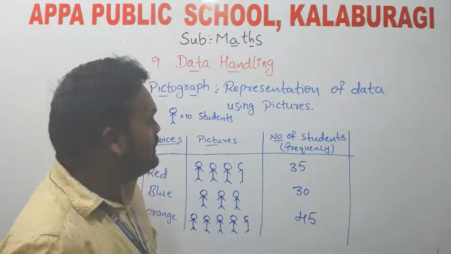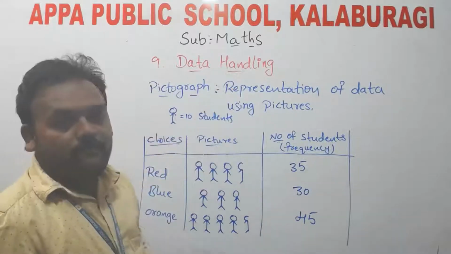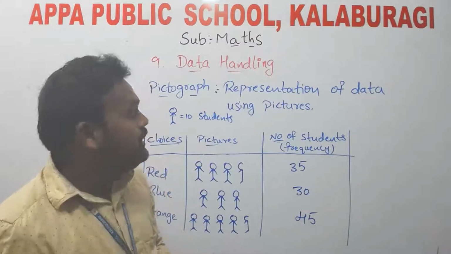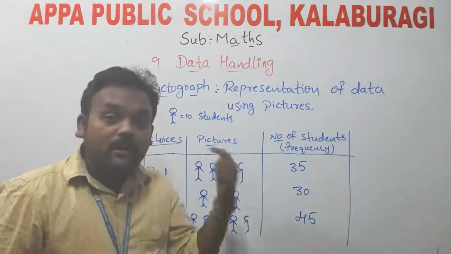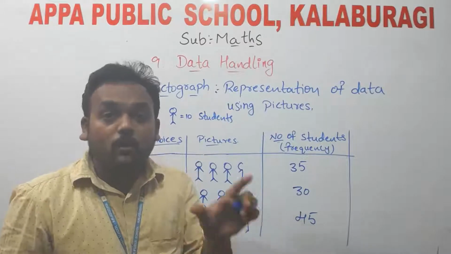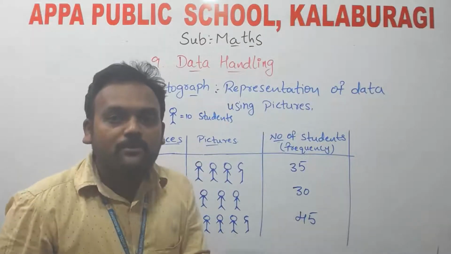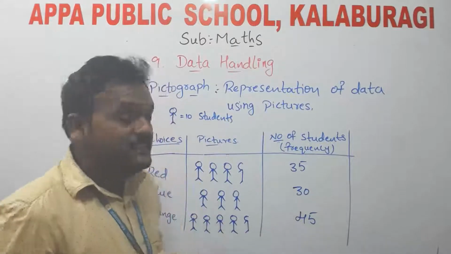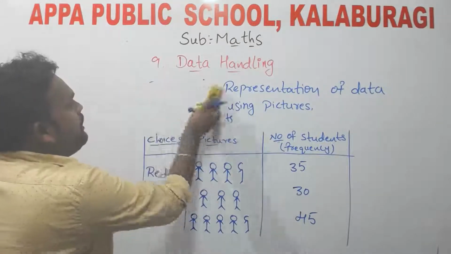Understood, students? See, this is all called pictograph. Pictograph is also a representation of data only by using pictures. In the last topic, the only way to organize the data was by using tally marks. Here, use the pictures. Next topic is bar graph.